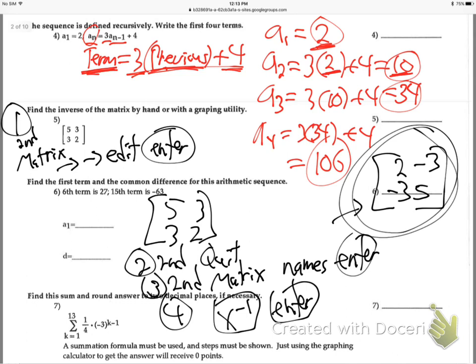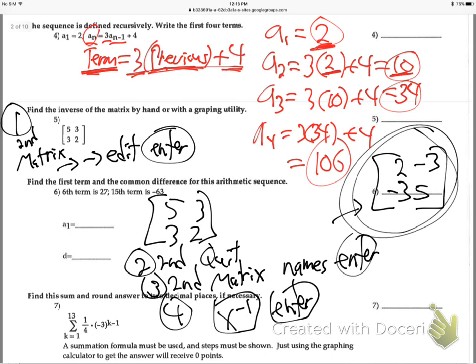It says arithmetic, so we know it's not geometric. It's arithmetic on number 6. And how do I know it's the a sub n arithmetic instead of the s sub n? Well, because we're not adding anything. There's no sign of summing up anything. It's not s sub n.